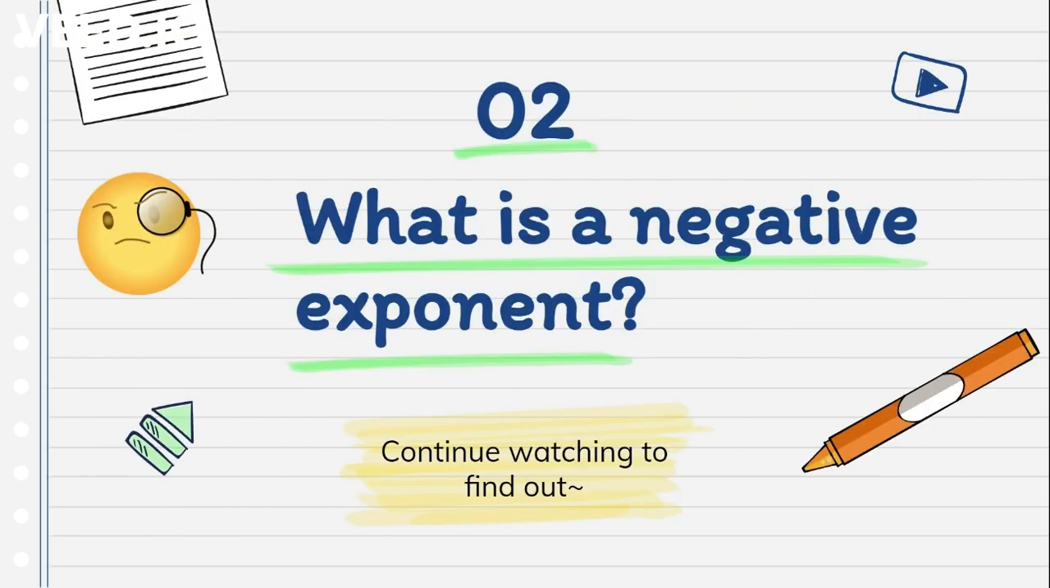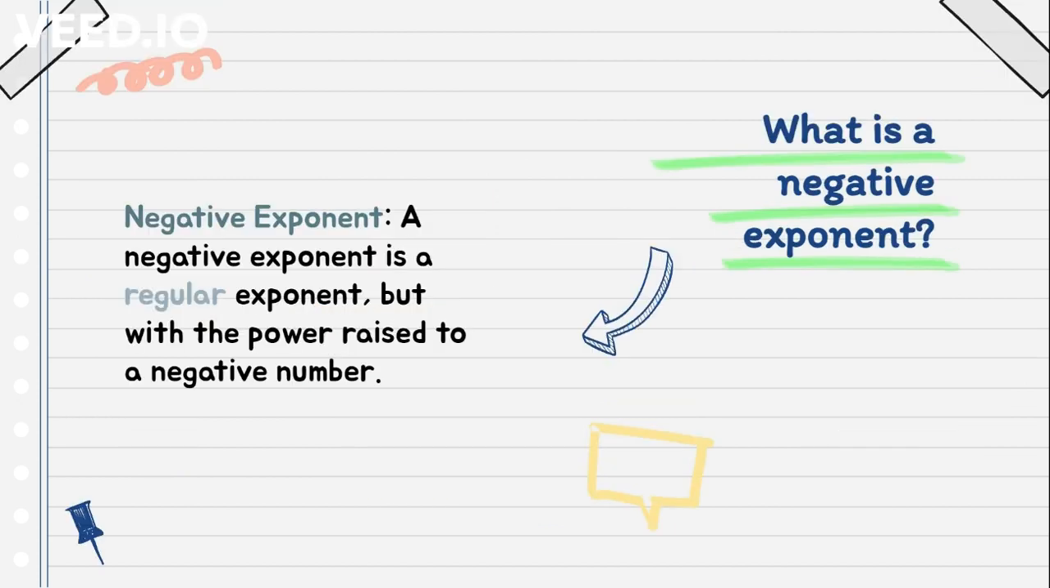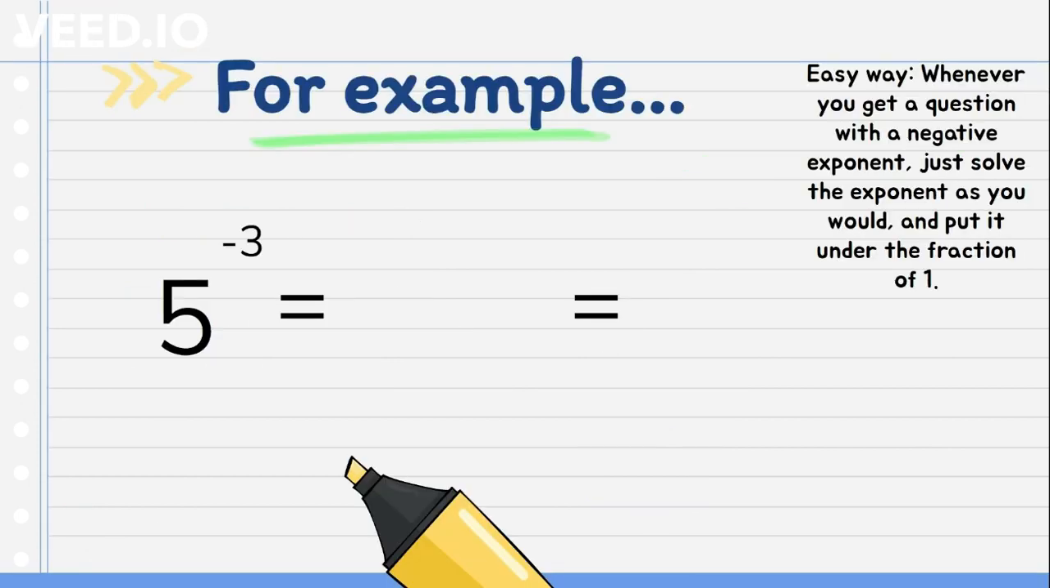So in chapter 2, I will discuss what is a negative exponent. A negative exponent is a regular exponent but with the power raised to a negative number. So here is an example, 5 to the negative third power. Now, I don't want you to be like, oh no, it's a negative exponent. This is going to be so hard. Just ignore the negative sign for a second and solve 5 cubed as you normally would.